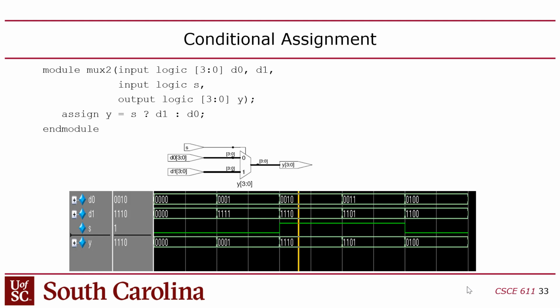But if I go one cycle before that, you can see that the multiplexer is outputting 0, 0, 1 because the select is 0 and input 0 is 0, 0, 1, right? So like I said, this ternary operator, you can nest these too, which is nice if you want to create a more than 2-to-1 multiplexer. You can create nested versions of the ternary operator.